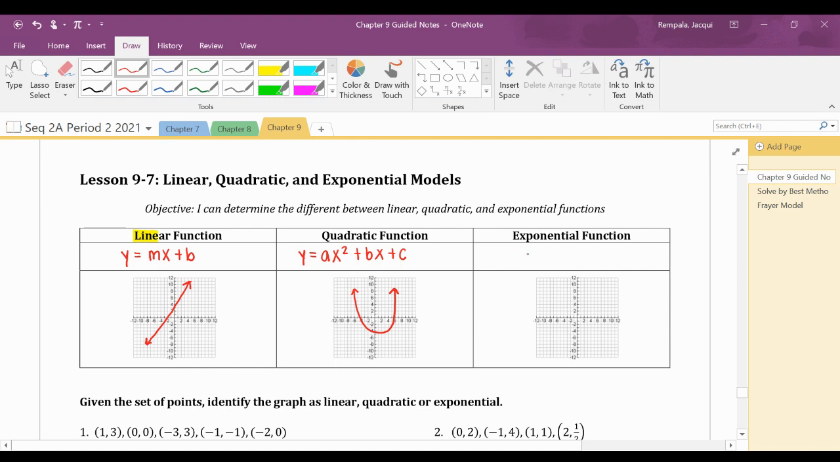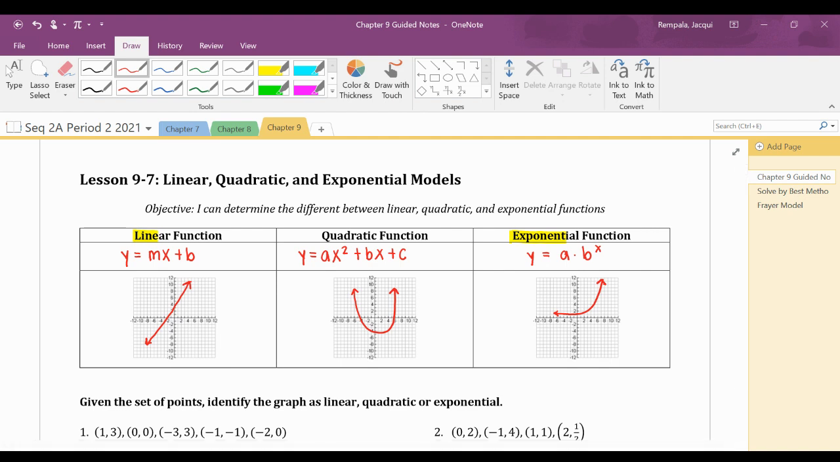Exponential functions is something that we talked about at the very beginning of this semester. That would be in the form y equals a times b to the power of x. When you think about exponential, think about the word exponent. There has to be x as the exponent. So that means that it's going to have a nice curve, either rising very quickly or falling very quickly.